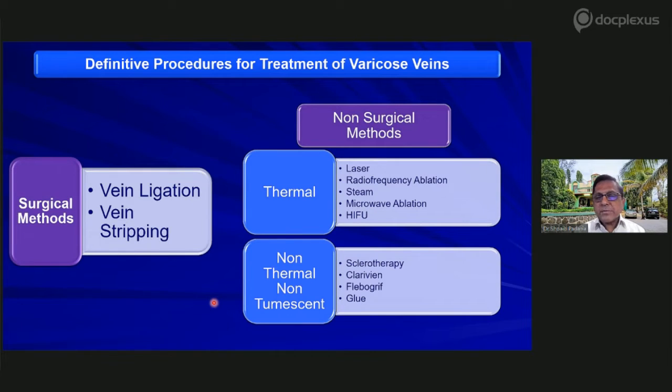There are these two types of newer methods: the thermal methods, which include laser, RFA, steam, microwave, and HIFU, and the non-thermal methods, sclerotherapy, Clarivein, Flebogrif, and glue. I'm going to discuss all of them in detail.